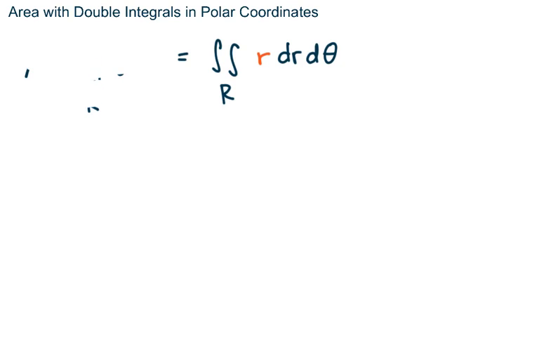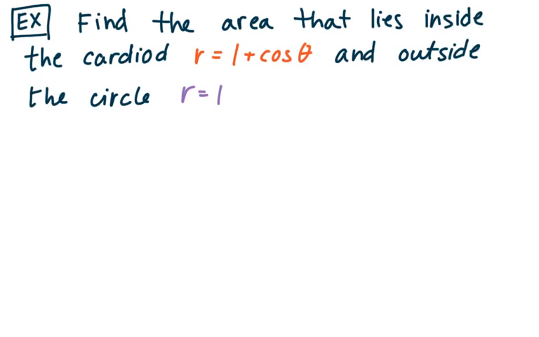All right, so I encourage you to go back and review the previous video about area in rectangular coordinates from the section before this, if you didn't watch it. But essentially we're just going to define area across some region as this double integral. So let's jump right in and do an example.